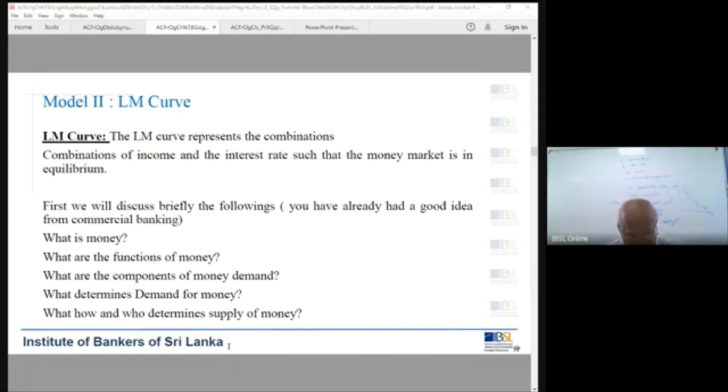But the other demand, speculative demand, is definitely interest sensitive, right? So the demand for money depends on interest rate and income. There's a negative relationship between interest rate and demand for money, and a positive relationship between demand for money and income. Right. What, how, and who determines this?